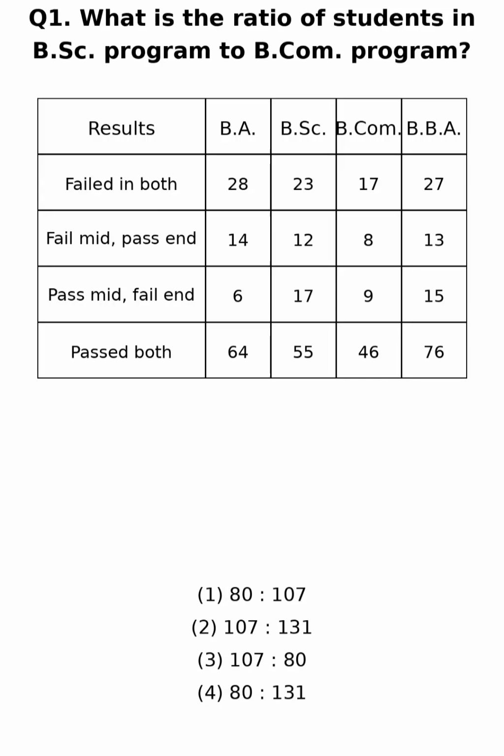Now add all BCom students. BCom numbers are 17, 8, 9 and 46. Their total is 80. So the ratio of BSc to BCom students is 107 to 80. Therefore, the correct answer is option 3. 107 is to 80.